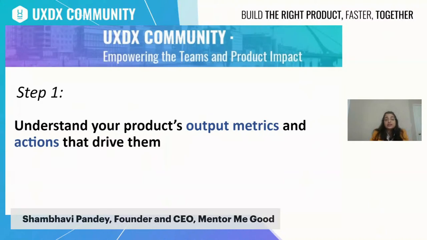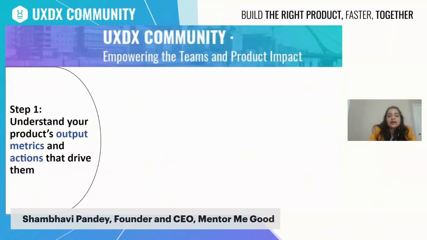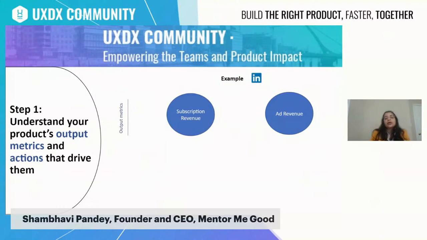So step one of this 5-step process is to understand your product's output metrics and actions that drive them. I will be using an example throughout this framework, just so that you can resonate with it better. So let's take an example of LinkedIn, and let's look at how you think about the output metrics. But first, what are output metrics? These are the metrics that you don't control directly, but they are the outcomes that you want.